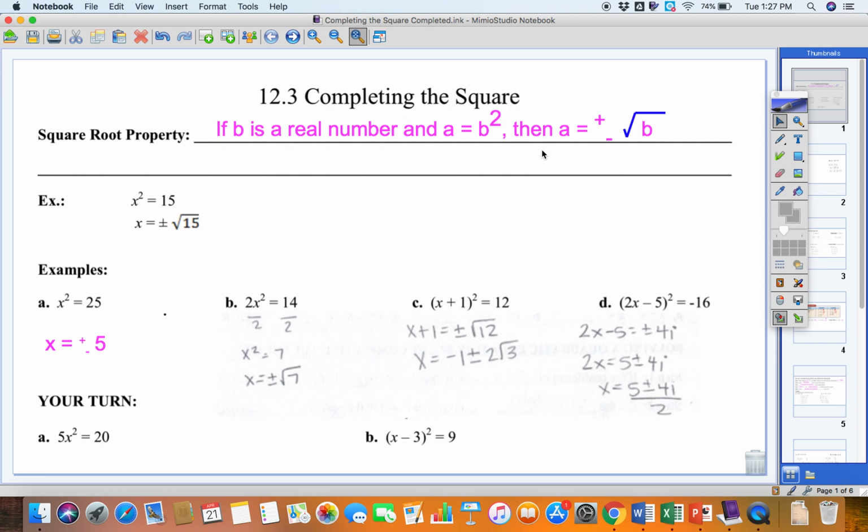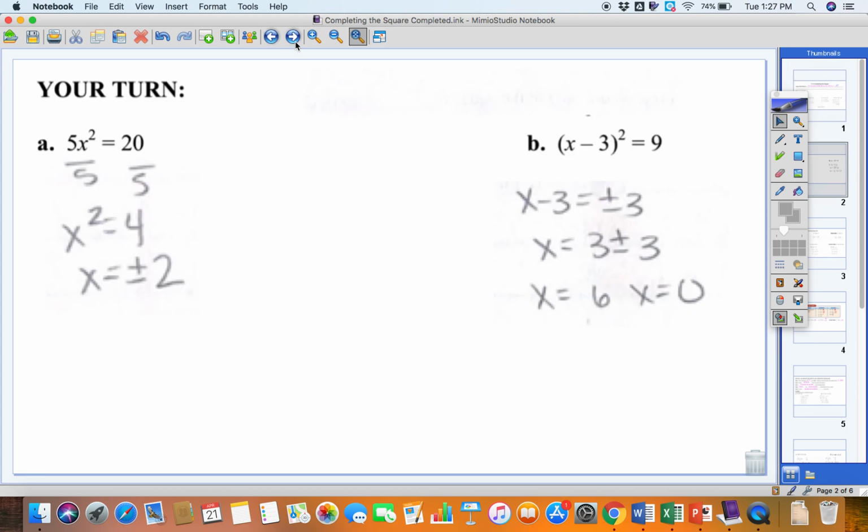So these next two examples are set up for you to try. We are going to talk about the answers on the next screen, but I would like you to pause and work these out on your own if possible. So when we look at these, on A, you should have gotten plus or minus 2. When you divide both sides by 5 to isolate your variable, you get x squared is equal to 4. You take the square root of both sides, so x is equal to plus or minus 2.